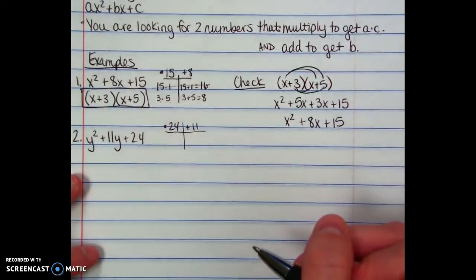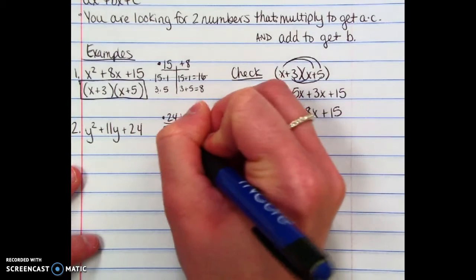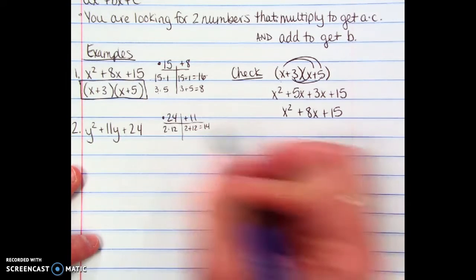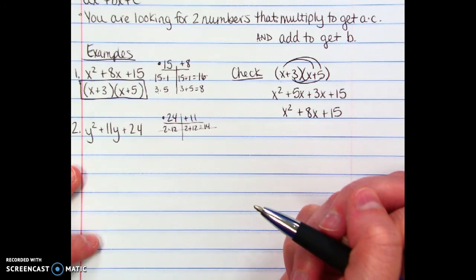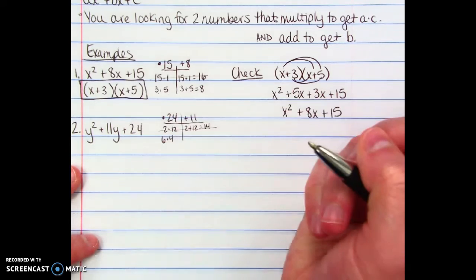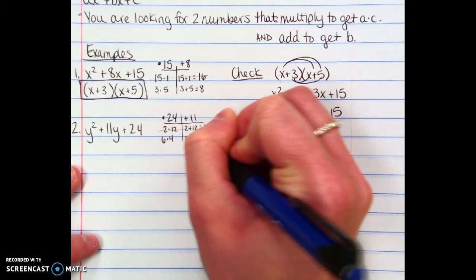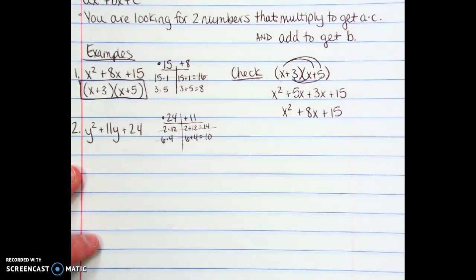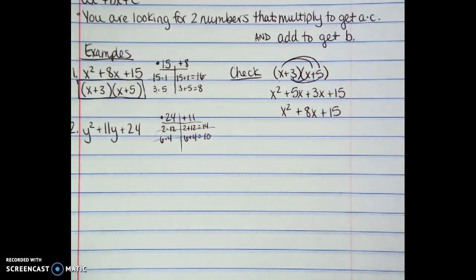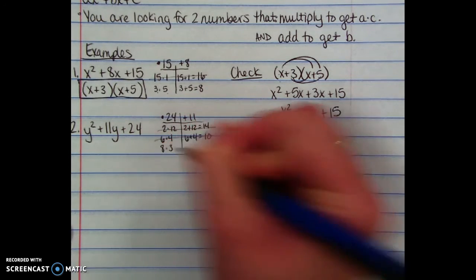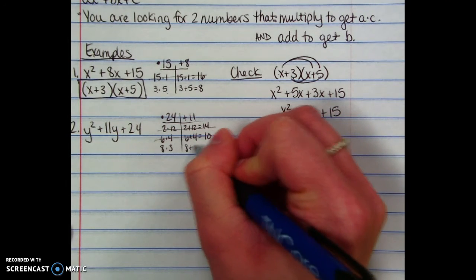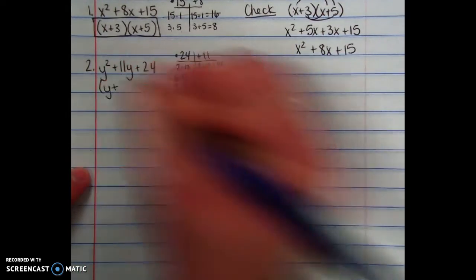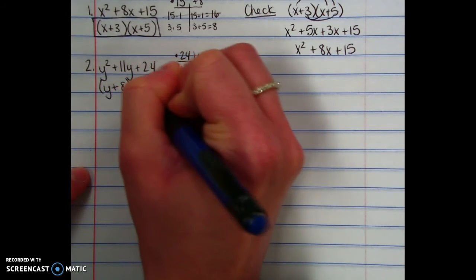Okay, so I know 2 times 12 is 24. But then I go 2 plus 12, and that's 14. So that one's not going to work. I also know that 6 times 4 is 24. 6 plus 4 is 10. So that one's not going to work either. I know 1 times 24, but that's going to be 25. So let's do 8 times 3. 8 plus 3 is 11. So there are my two numbers. So over here, I can do y plus 8, y plus 3.